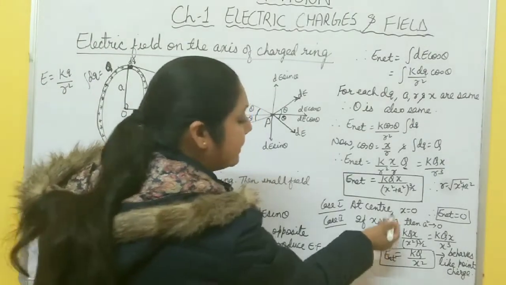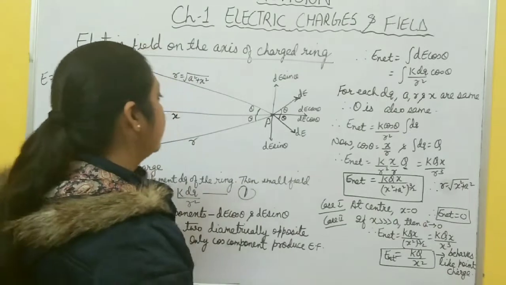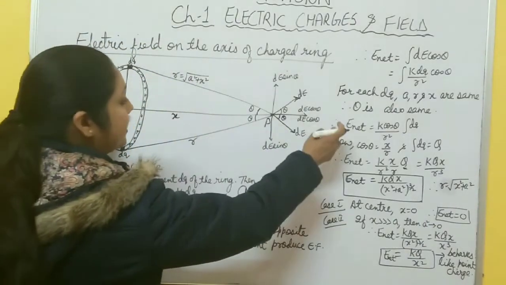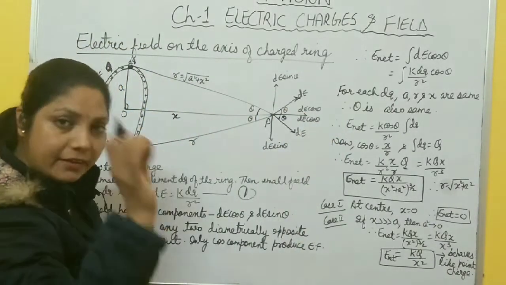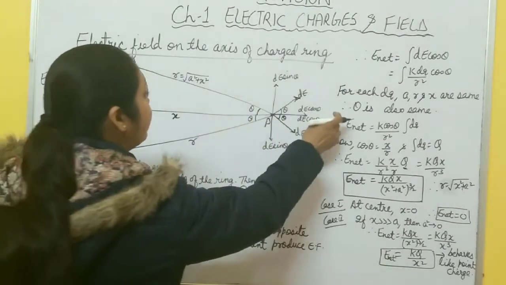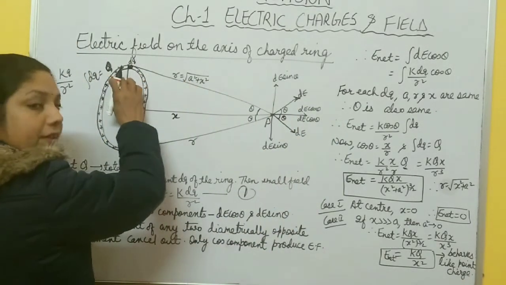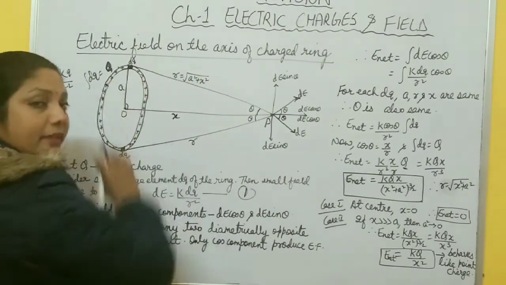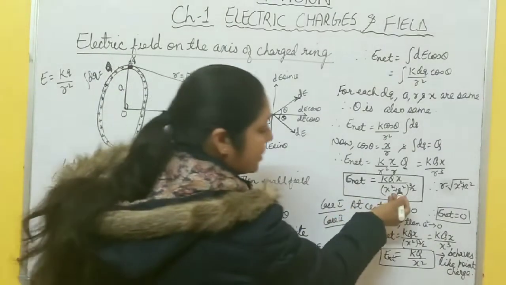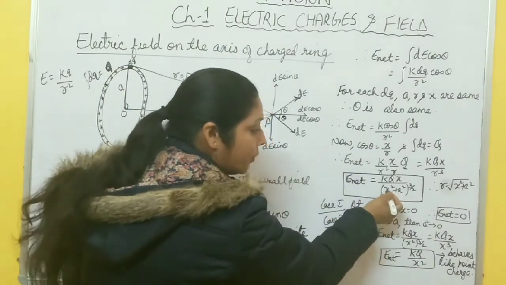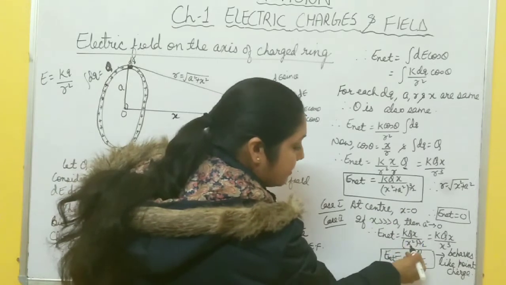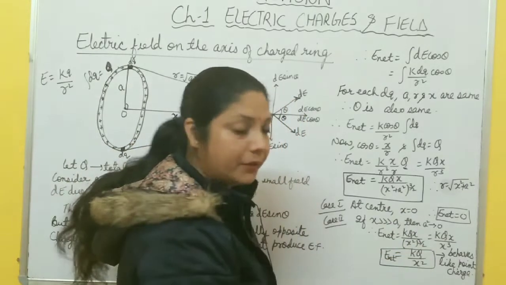Again, if x is much greater than a, it means the point at which the electric field is to be determined is very far compared to the radius of the ring. So you neglect this one. a square is neglected in comparison to x square, and only kqx by x square to the power 3 by 2 is left.